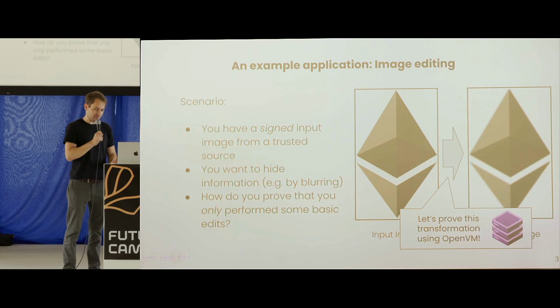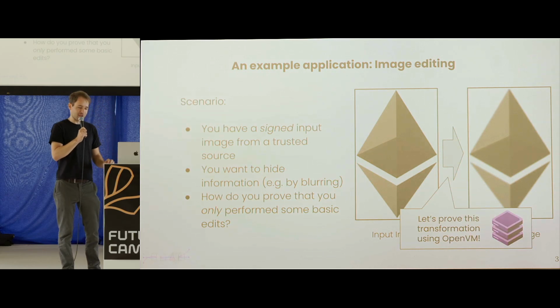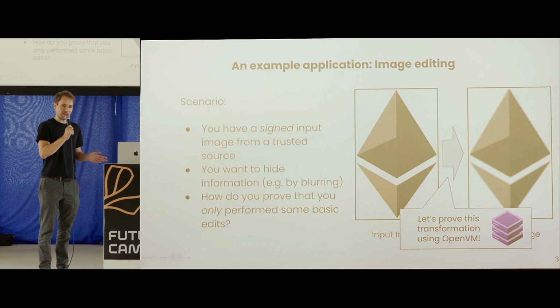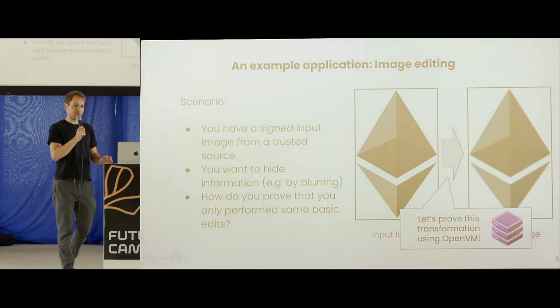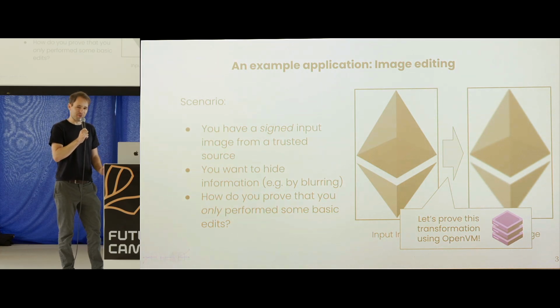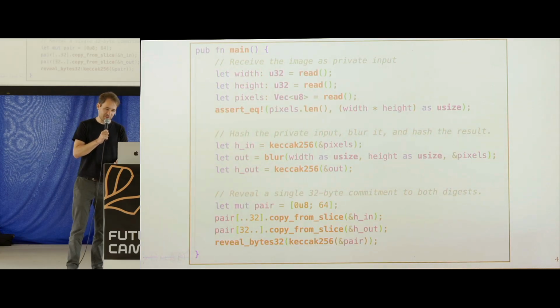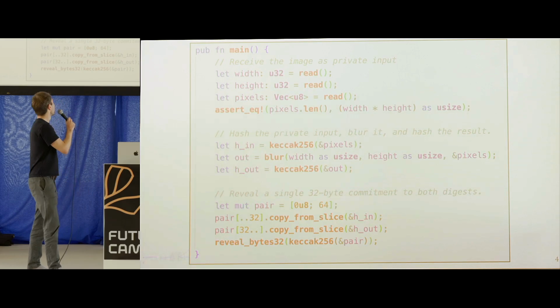And so the idea here is very simple. We write a Rust program that blurs an image, and then we prove it using OpenVM. OpenVM is just one of the many RISC-V zkVMs. One advantage is it has integration with auto precompiles, so that's going to be convenient. So this is the Rust code.